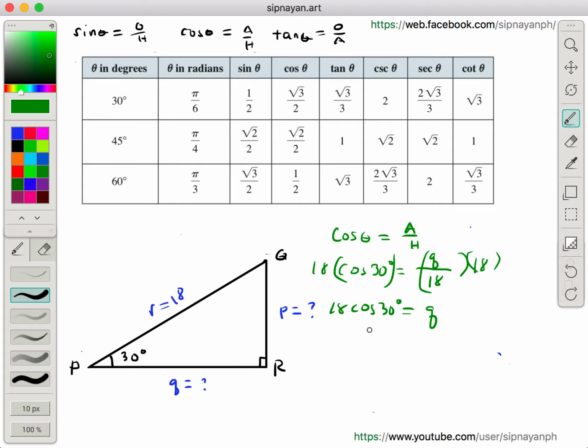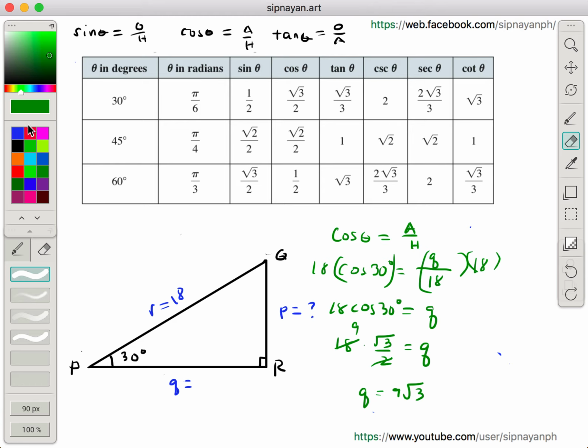And what is cosine ng 30 degrees? Square root of 3 over 2. So, meaning this is 18 times square root of 3 over 2. This is the value of Q, or this is the length of Q. Magka-cancel tayo dito, magiging 9 yan. Meaning Q is equal to 9 square root of 3. So, may value na tayo for Q. Meron na tayong length.